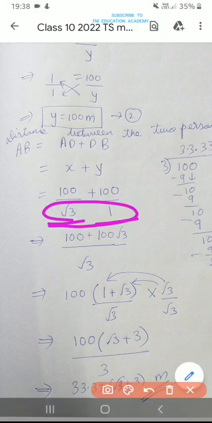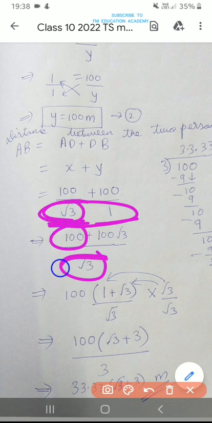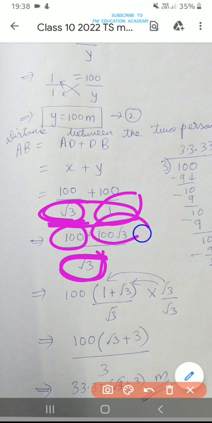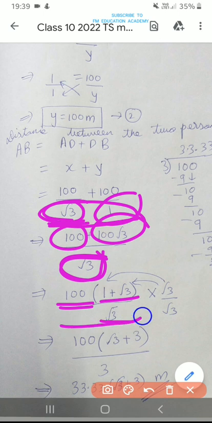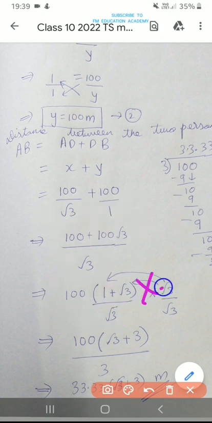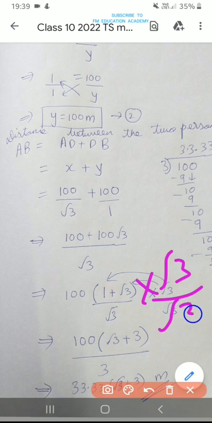If you take out the LCM of root 3 and 1, you will get root 3. Root 3 divided by root 3 is 1. 1 into 100 is 100 plus root 3 divided by 1 is root 3. Root 3 into 100 is 100 root 3. 100 is common, so you can write it as 100 into 1 plus root 3 by root 3. You can either leave the answer like this here only, or you can multiply this with root 3 by root 3 to rationalize the denominator.